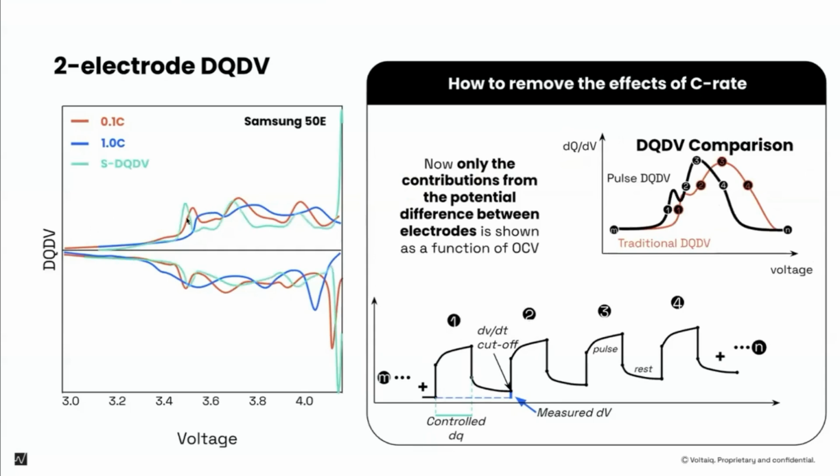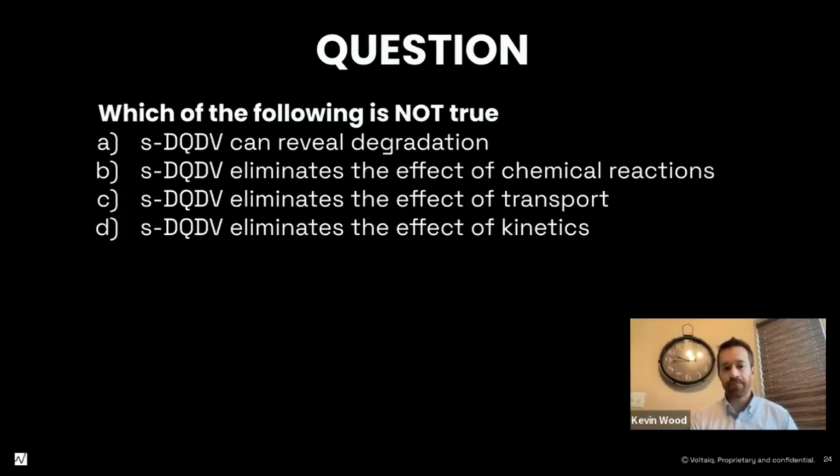And so when you do this, you can now see that looking at this SDQDV, we call it SDQDV or static DQDV or open circuit voltage DQDV. Now you can see what these peaks are actually looking like, and you're looking at the actual thermodynamics of the system instead of the convolution with kinetics and transport.